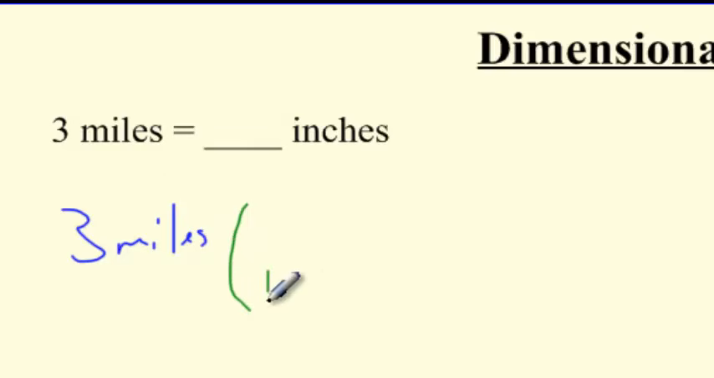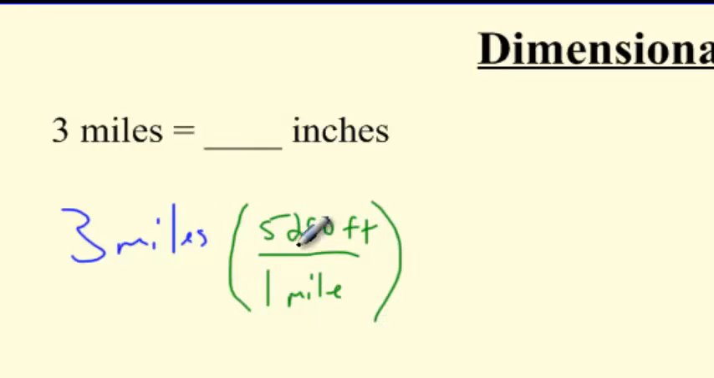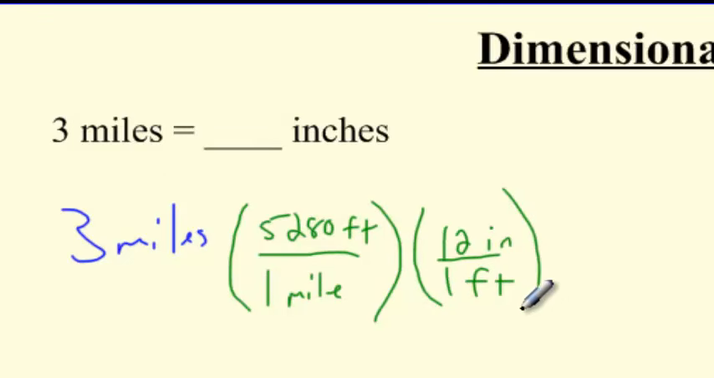So you got to know a couple things. We got to know a mile is 5,280 feet. So I put a little conversion in there. So the whole idea of this, we are converting miles to feet. If miles is technically on top, that's like 3 over 1. Miles is on bottom, feet's on top, so feet will be on bottom here. 1 foot is what? It is 12 inches.